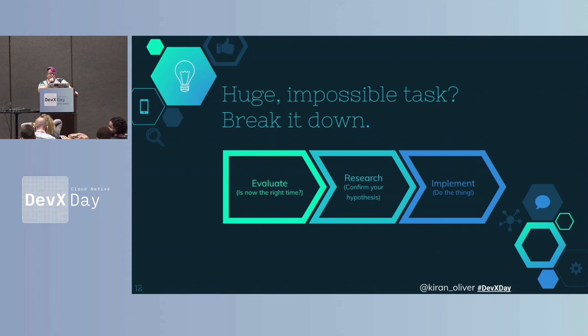And next, you should probably do some research. Confirm that hypothesis. Is what I think actually correct? Or am I going to end up sitting there saying this actually wasn't correct and having to go back to step one? So by doing research and making sure you have all of your proverbial ducks in a row, you'll make sure that you're not going to sit there and go in circles. And once you've done your research and that hypothesis is confirmed, you get to implement it. Do the thing. You did it. Congratulations.